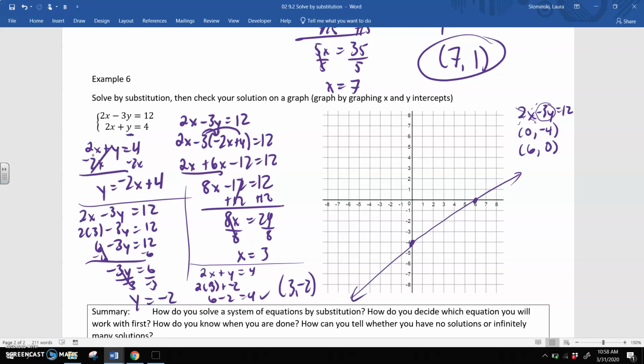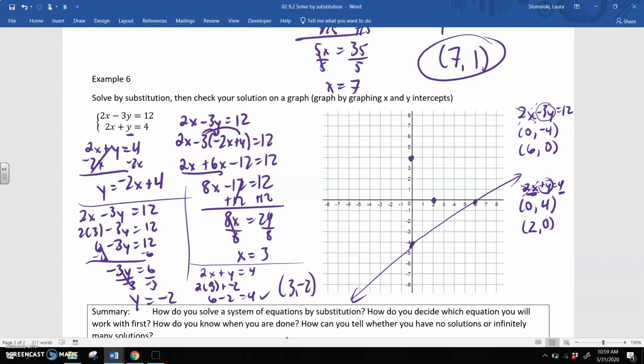Okay, but then I need to take the other equation, 2x plus y equals 4. Again, if I plug 0 in for x, this goes away. I get y equals 4. And if I plug 0 in for y, that means this part goes away. I get, when does 2x equal 4? Well, when x equals 2. So this has points at 0, 4 and 2, 0.